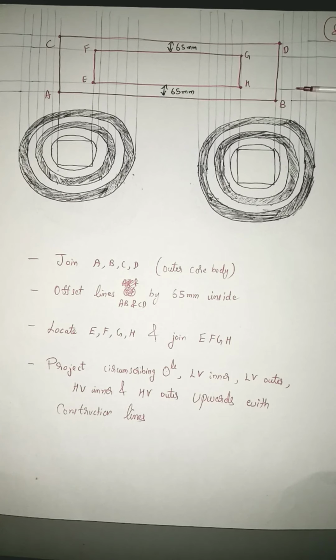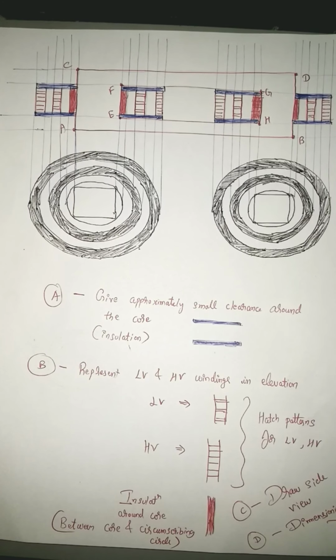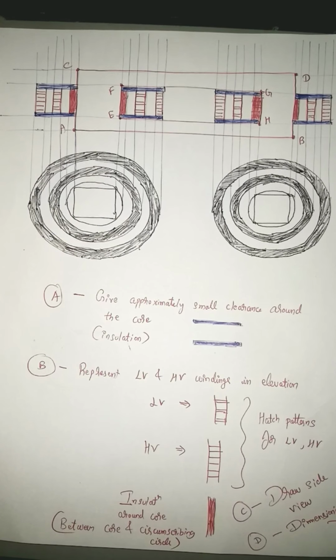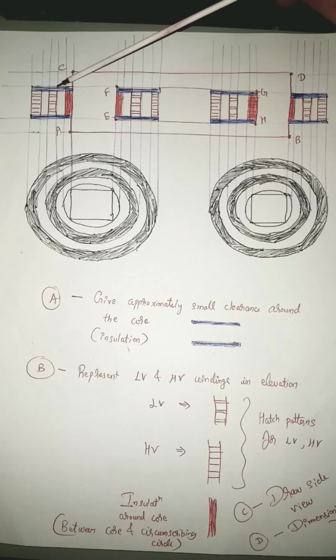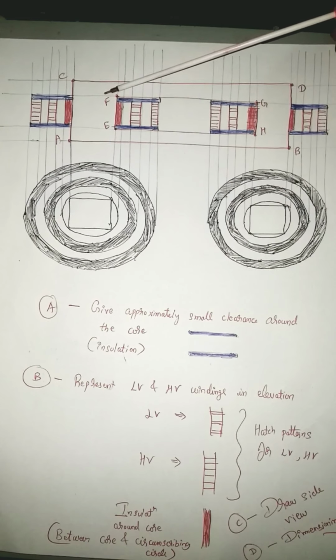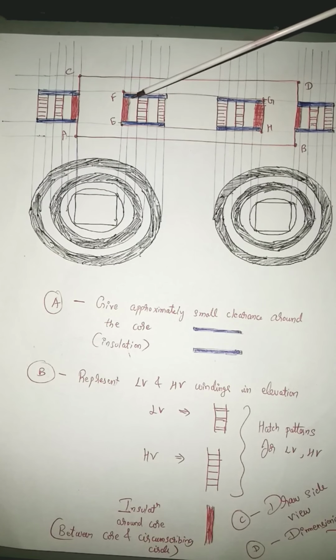Then we'll move on to the next stage. Now that we have drawn all the construction lines, we just have to represent the windings. Before representing the windings, the first most important thing in the design is always to represent the insulation. Insulation will not be shown here. Instead, we'll call it clearance. We'll be giving some space in order to accommodate the insulation.